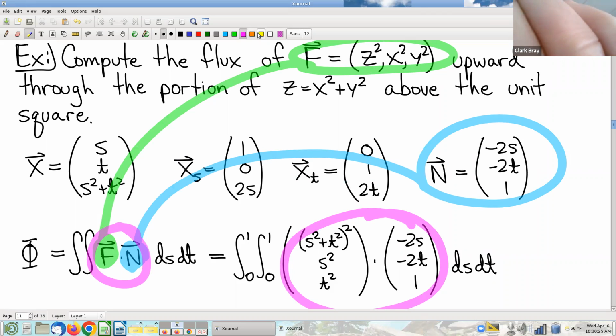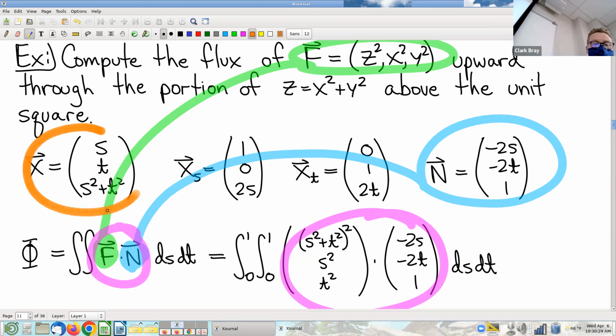So don't forget that our parameterization means that we have formulas here for X, Y, and Z. You've got to be careful with that when you're plugging into a parameterization. So, for example, let's see here. Let me clean up my mess here.